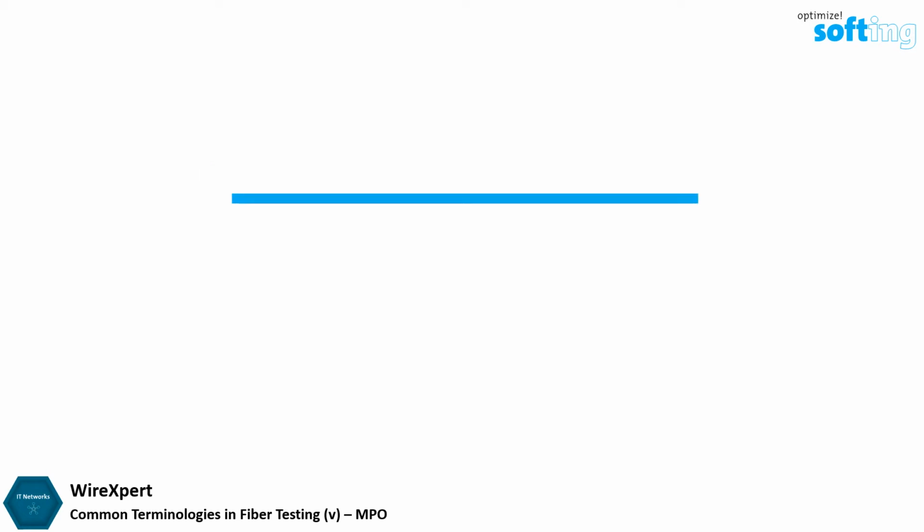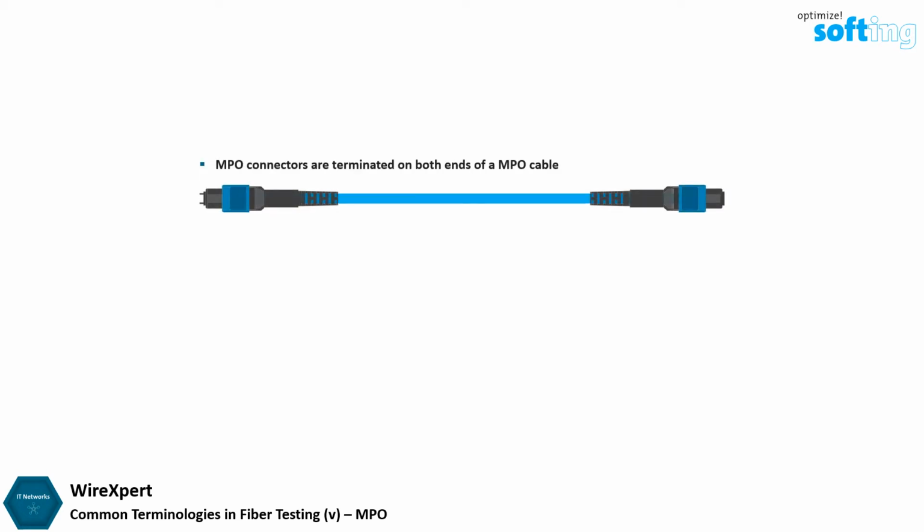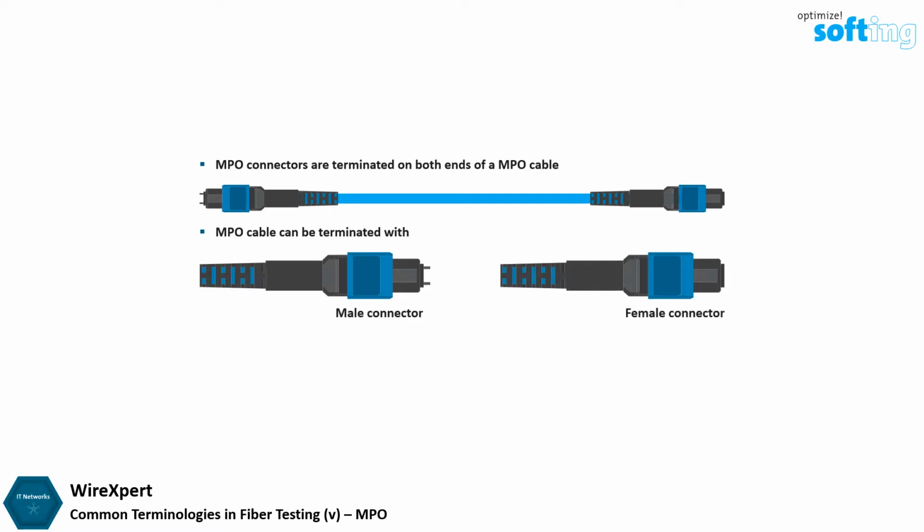MPO connectors are terminated on both ends of a cable. Unlike the single-strand fiber optic cables which typically use male connectors, an MPO cable can be terminated with either the male or female connector. A male connector can be identified by the two guiding pins, and a female connector by the two guiding holes.